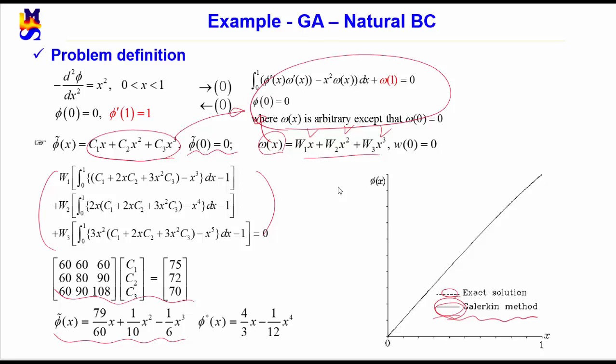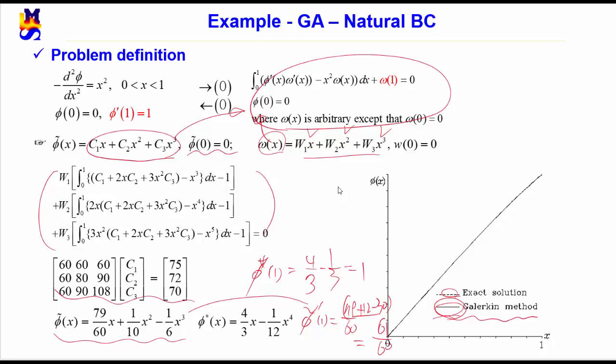Finally, we'd better check the accuracy of the solution with emphasis on the natural boundary condition. The exact value of phi prime(1) equals 1, of course, because it was given. Phi tilde prime(1) equals (79 plus 12 minus 30) over 60. Okay, that is 61 over 60.